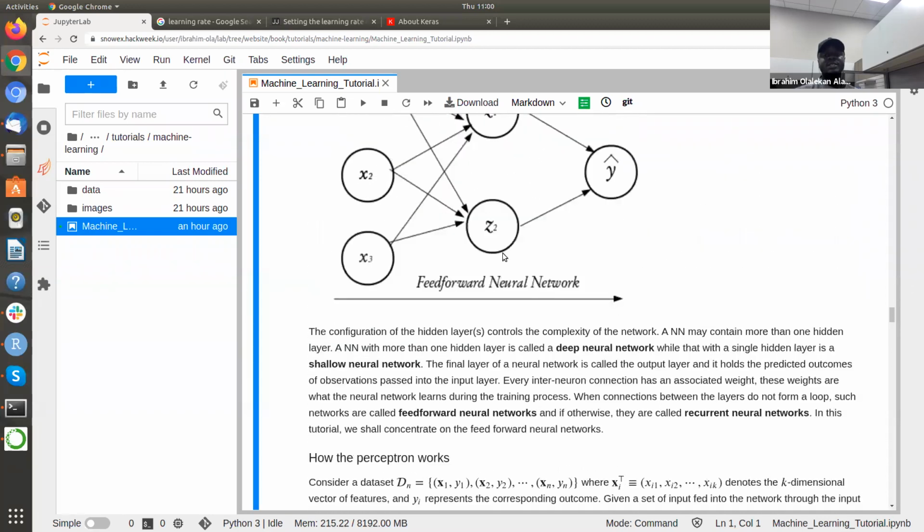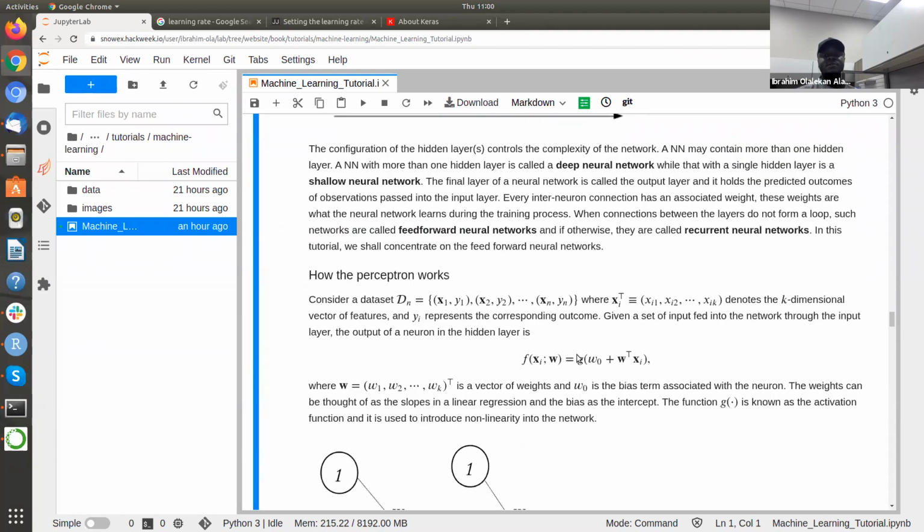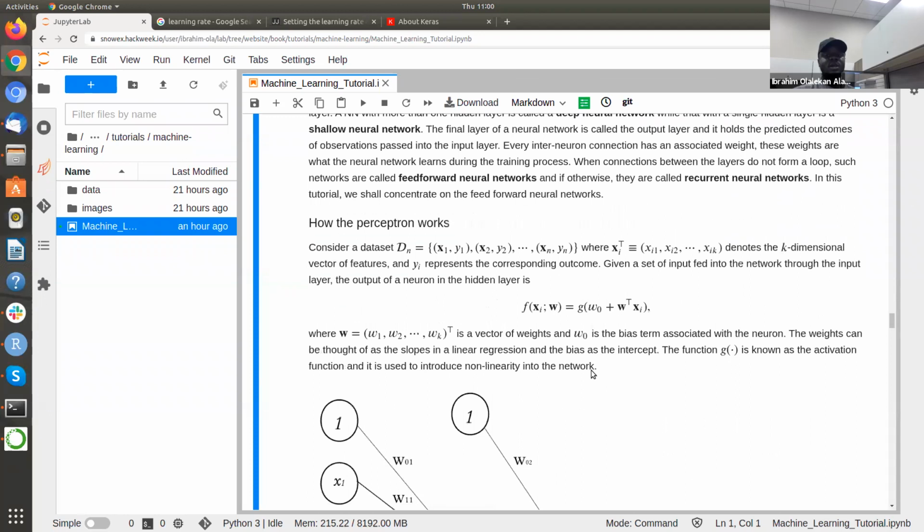But what differentiates this from a linear regression is this function G. This function G is called the activation function. What it does is it introduces non-linearity into the network. So if we didn't activate our network, what we are simply learning is a linear function. But by adding activations, we are introducing non-linearity into our network.